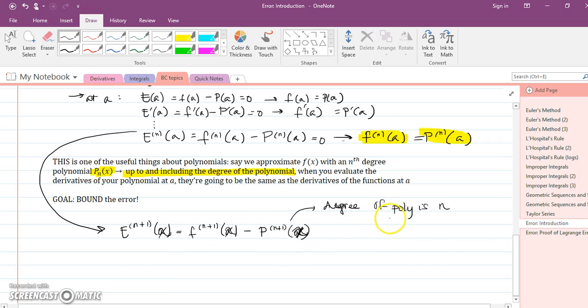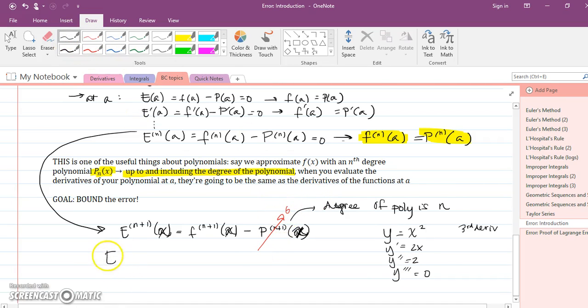What's going to happen if you have a polynomial of degree n and you take the n plus 1 derivative? Let's consider a polynomial x squared. That is degree 2. If you take the 2 plus first derivative, that'd be the third derivative. Well, the first derivative is 2x. The second derivative is 2. The third derivative, the n plus first derivative, is 0. That's going to be true for any polynomial of degree n: the n plus first derivative is going to be 0.